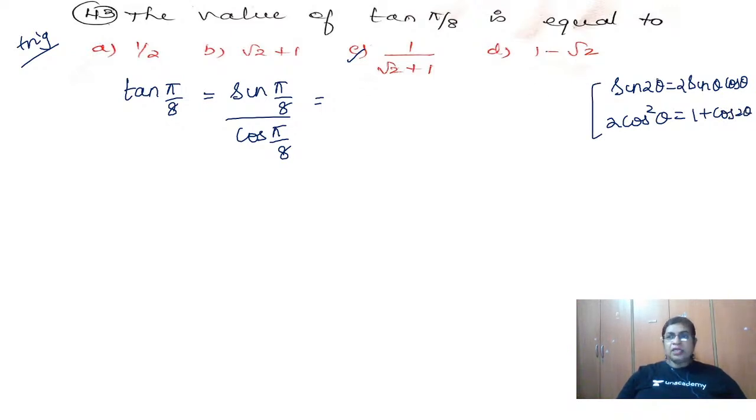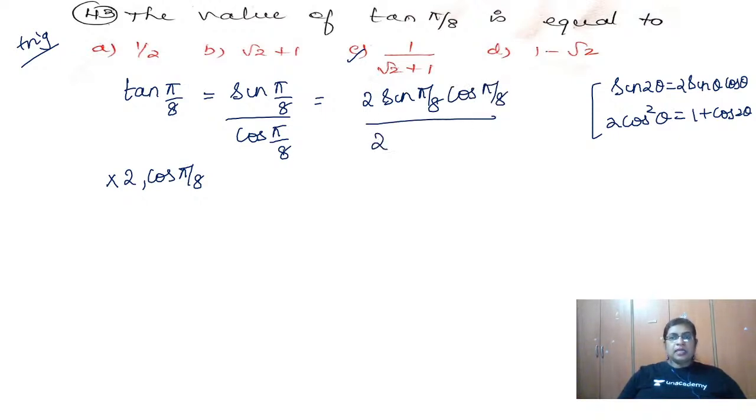So to get 2 sin theta cos theta, what I do is I multiply and divide by 2 cos pi by 8. So you're getting 2 sin pi by 8 cos pi by 8, because I have to use that formula, no? Whole divided by 2 and cos pi by 8 already there. One more cos, you are getting 2 cos square pi by 8. Now your numerator will become the sin 2 theta formula. So it is sin 2 into pi by 8. So 2 eights are 4.